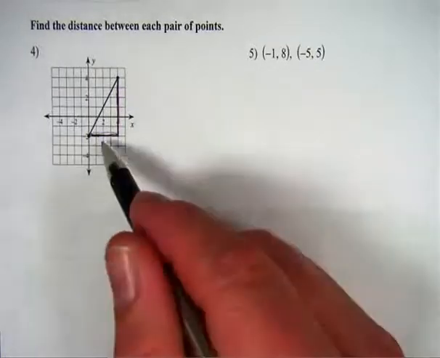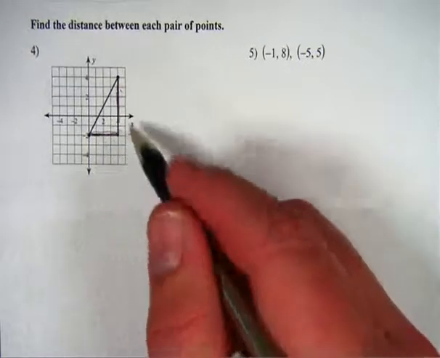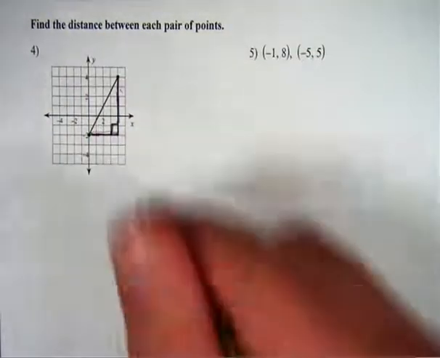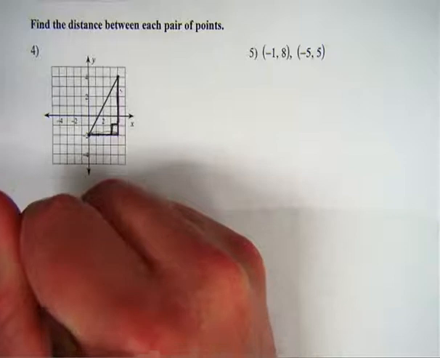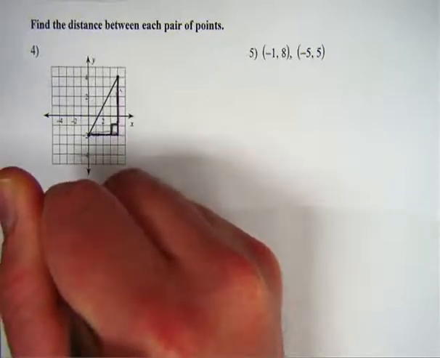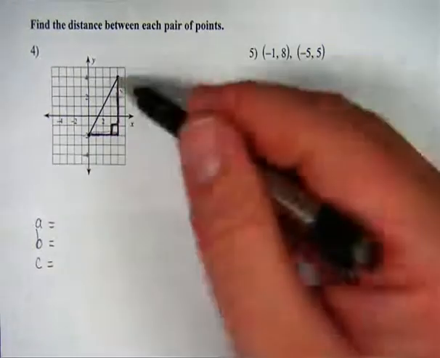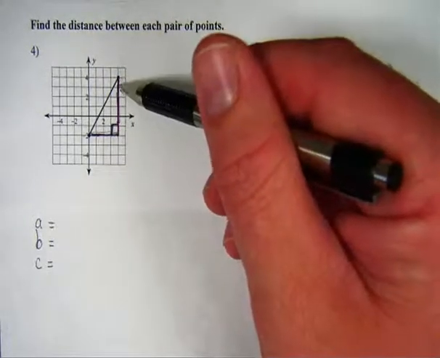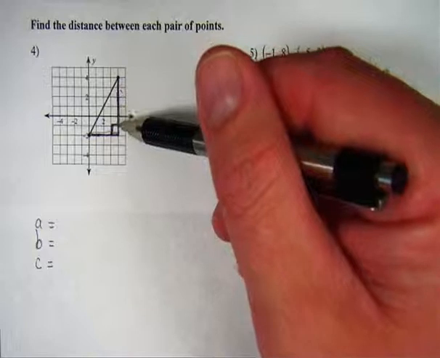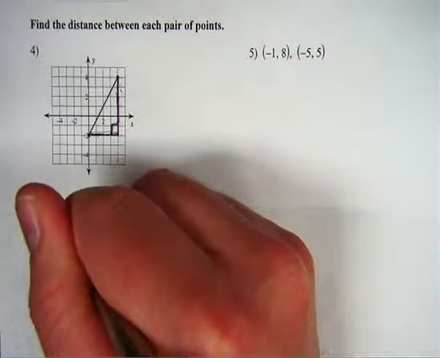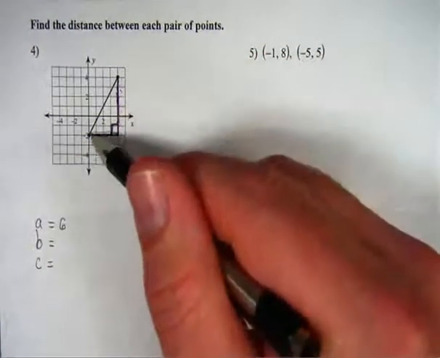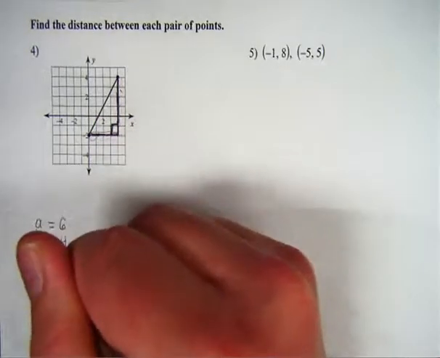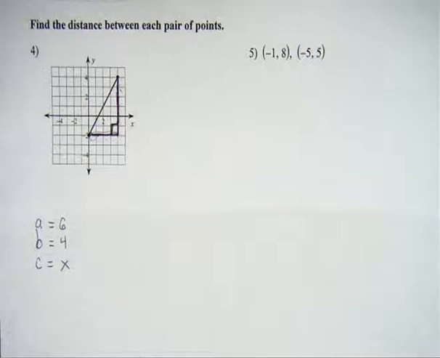And so now we can actually find the distances for these. We can say that this is a right angle right here for sure. And we can find A, B, and C by measuring them on the graph. So let's take a look at this side, which I'll call A for starters. It is 1, 2, 3, 4, 5, 6 units long. B would be this side. That's 1, 2, 3, 4 units long. And then C, I don't know. That's what I want to measure.